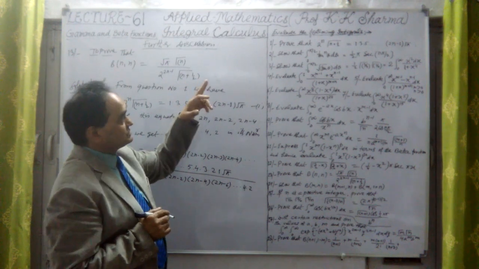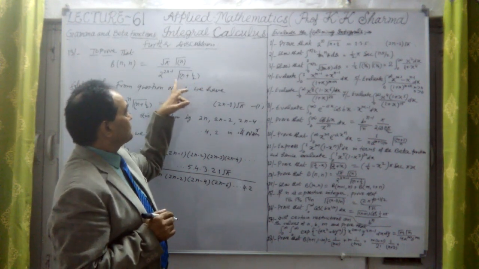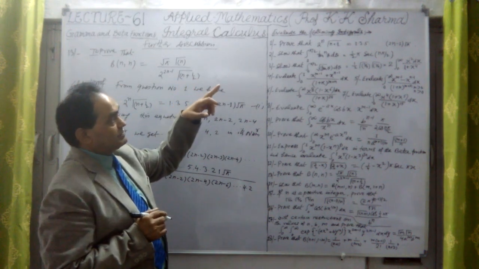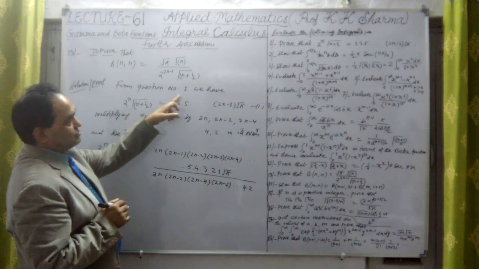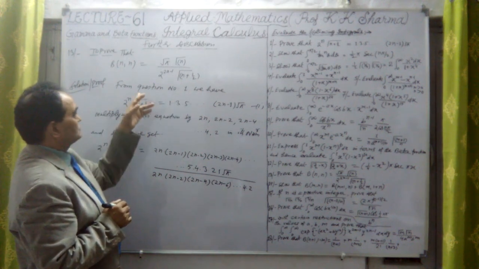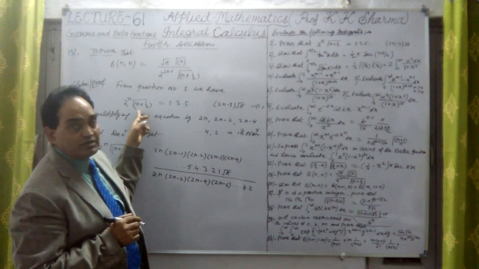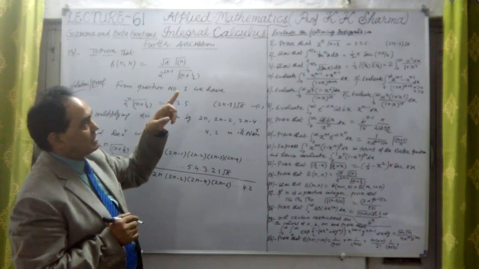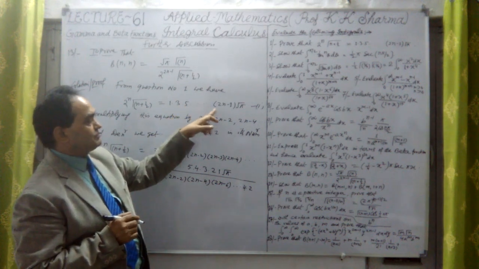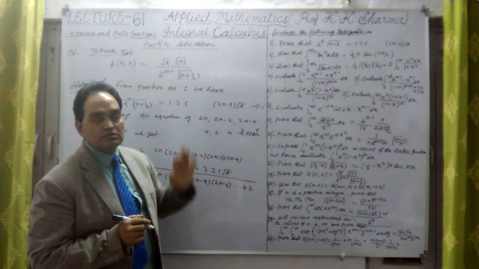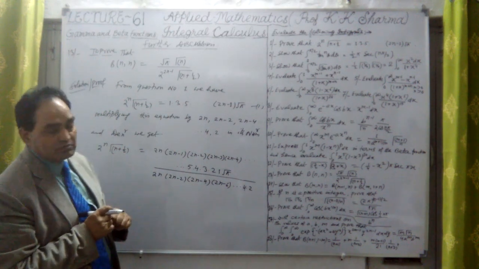Now from the first question, we have this gamma n plus 1 into 2 raised to the power n. From question number 1, I am finding this solution. From question number 1, we have 2 raised to the power n gamma n plus r equal to 1 into 3 into 5 up to 2n minus 1 into root pi. Okay, this we have taken from question number 1.